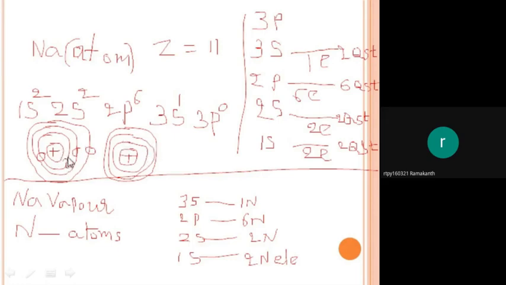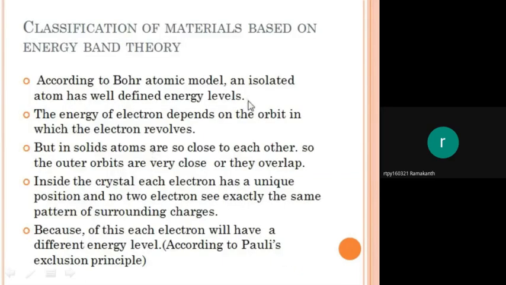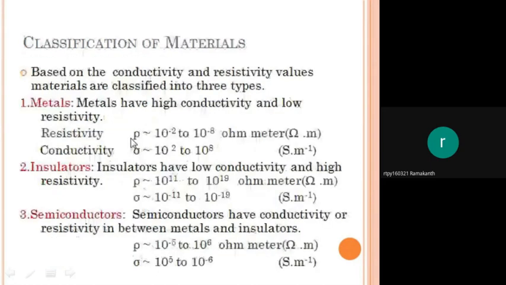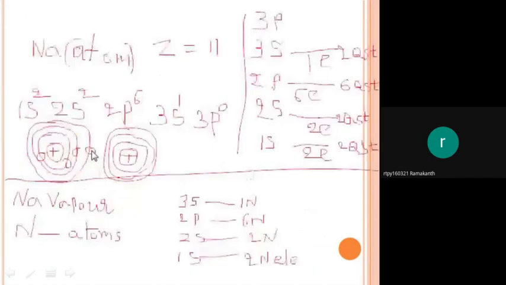For an isolated atom, there are different energy levels. Okay, so well-defined energy levels. Let us take hydrogen. So 1s2, there are different energy levels: 1s2, 2s2, 2p3, 3s, 3p, 3d. These are the different energy levels. Okay, so the energy of an electron depends on the orbit in which the electron revolves. It depends on the orbit number, the energy the electron possesses.